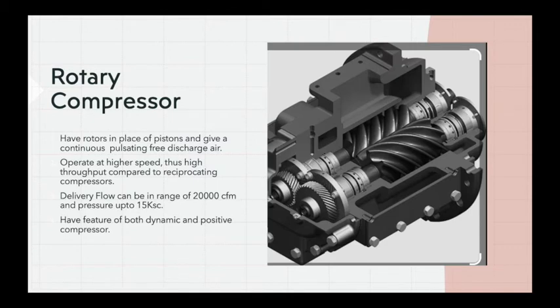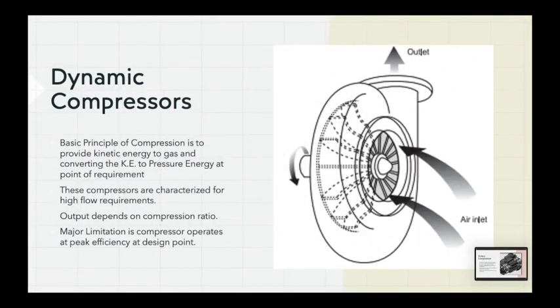Next we come to another type of compressors, that is dynamic compressors, as discussed in my third slide, in which I talked about the compressor operation theory. The dynamic compressors work upon the principle of imparting kinetic energy and converting this kinetic energy into pressure energy at the place of requirement. These compressors are normally characterized by a very high flow and medium to low pressures.